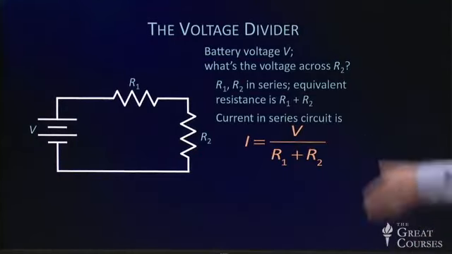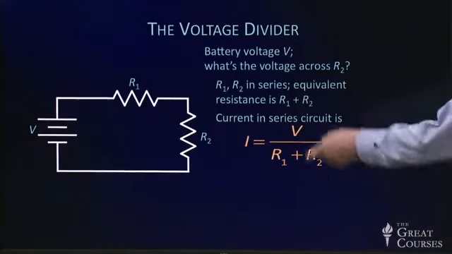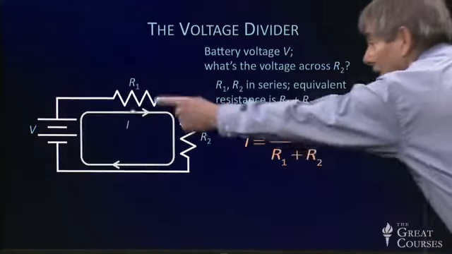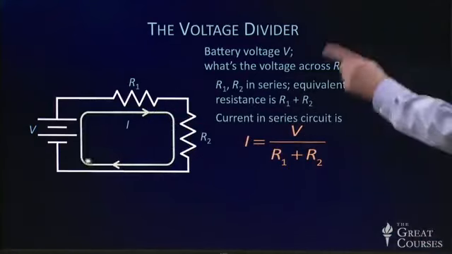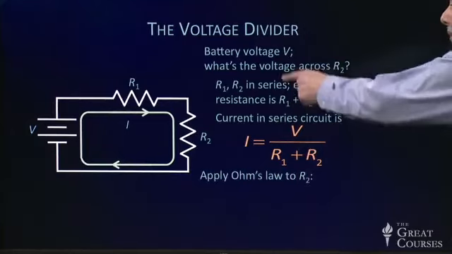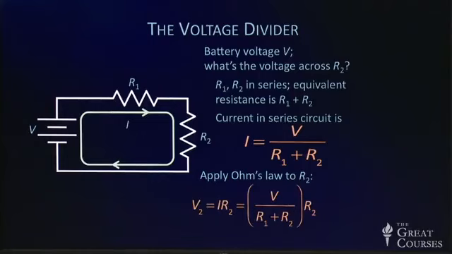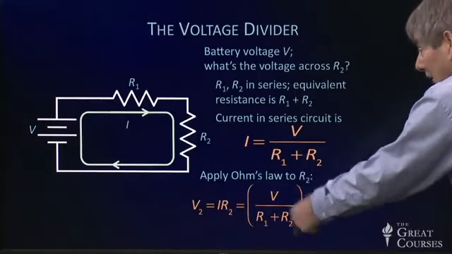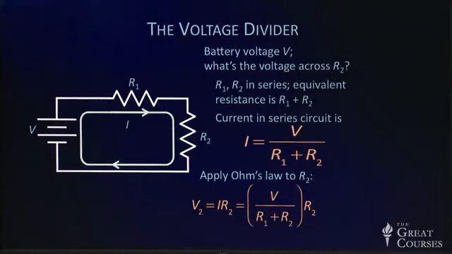We know Ohm's law. Current is voltage over resistance, so the current that flows in that circuit, and here it is going around the whole circuit, everything's in series, same current through everything, is I equals V over R1 plus R2. Let's apply Ohm's law to R2 because we're asked about the voltage across R2. V is current times resistance. That's this current that we've just derived multiplied by R2.